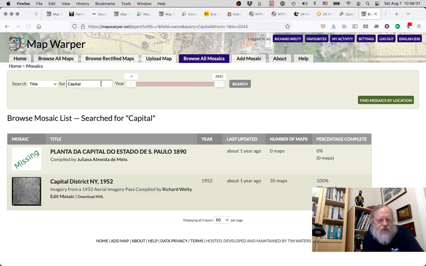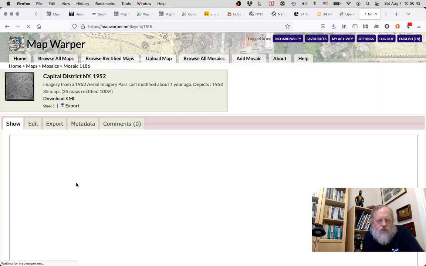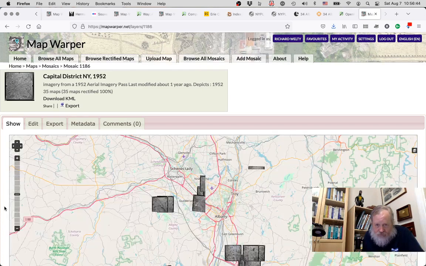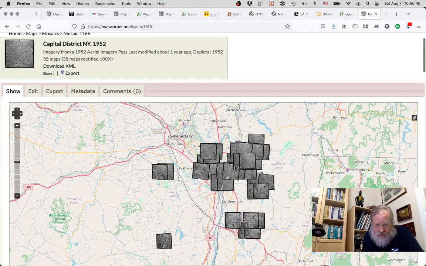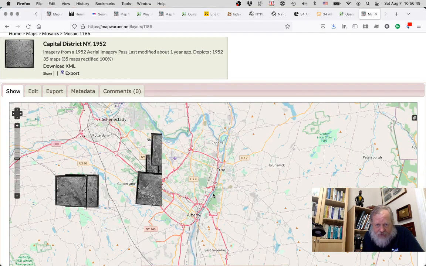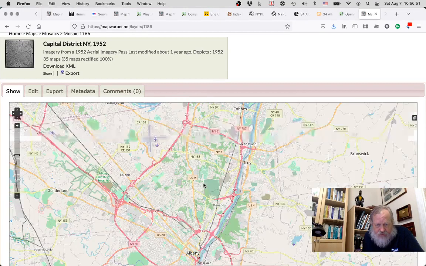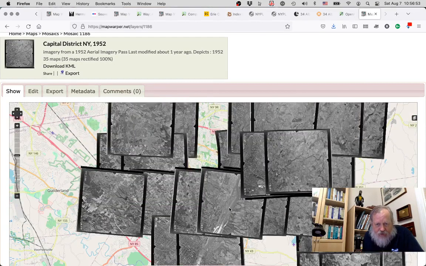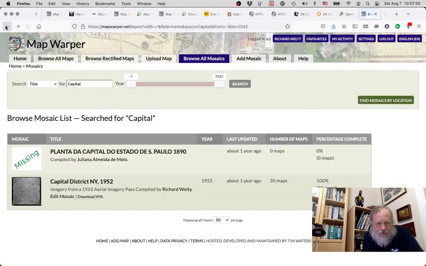Search for a Mosaic, Capital District, New York, 1952. This is all of the aerial stuff I've lined up. Much of it could be improved, but you get into that basic problem. You see, I haven't cropped any of this yet, so that's one of these steps I need to go through. That's typical working with a big aerial pass. Let's search for Albany.